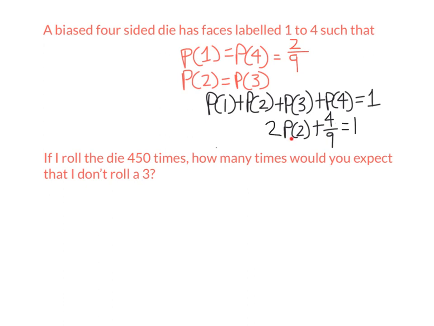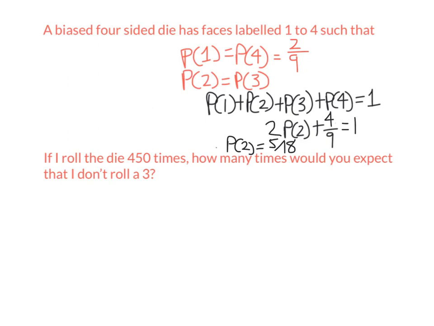So to calculate what the probability of a 2 is, this is a really easy linear equation to solve. I simply just subtract 4 over 9 and then divide by 2. So I get 5 over 9 divided by 2, which is 5 over 18. The probability of getting a 2 is 5 over 18. And that makes sense because 2 over 9 plus 2 over 9 plus 5 over 18 plus 5 over 18 is equal to 1.